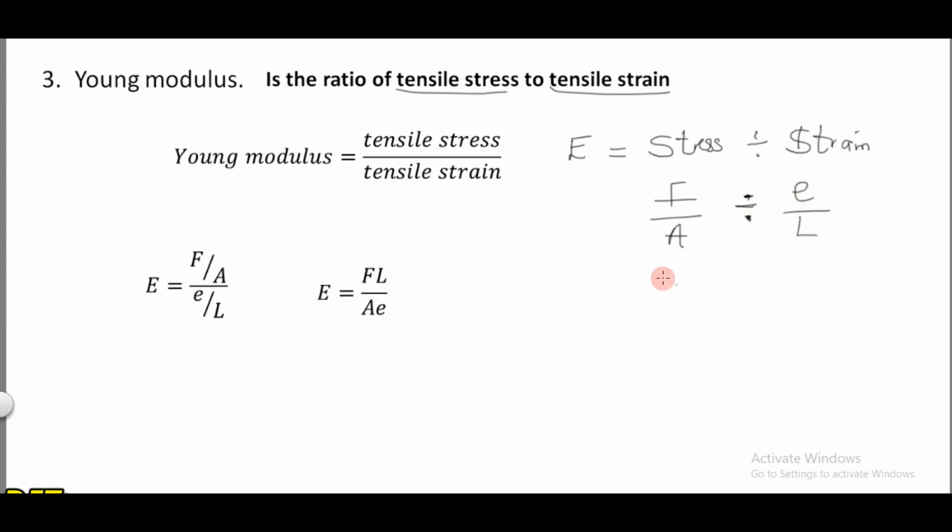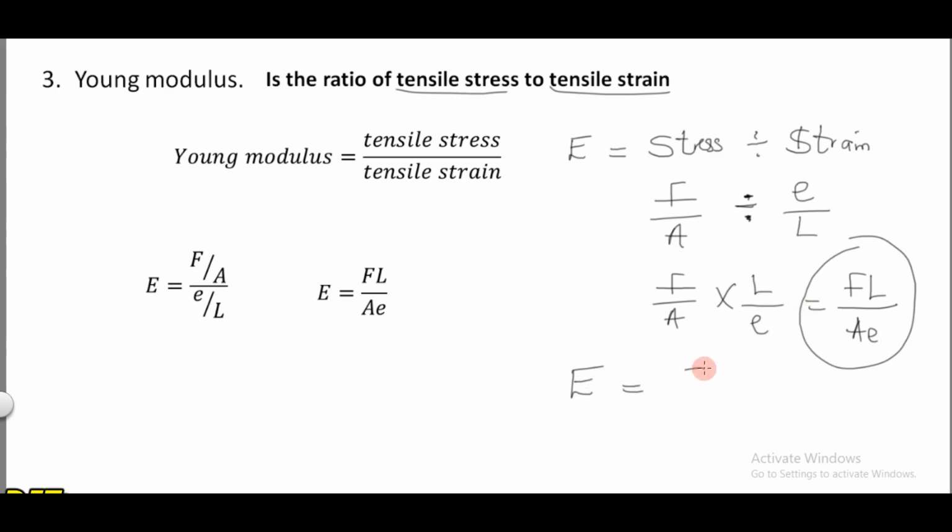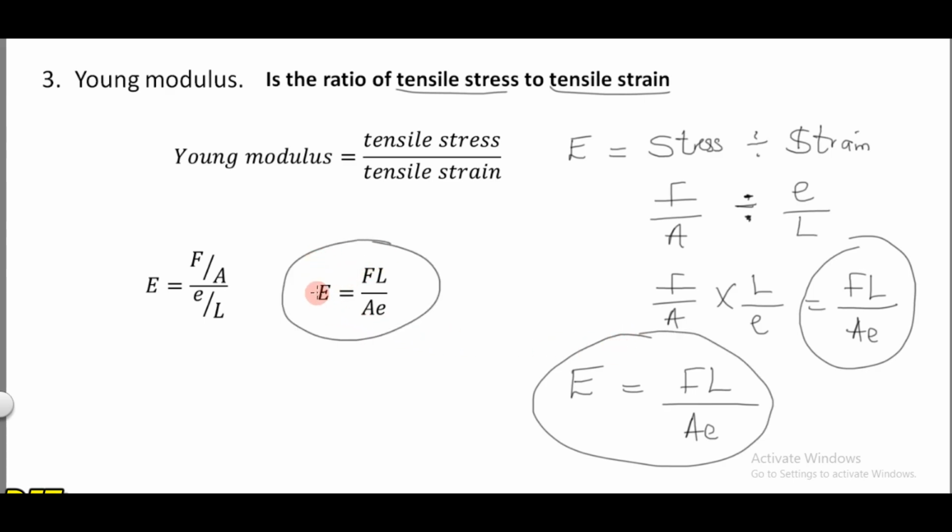So in mathematics, if I turn this division sign to multiplication, I will have to invert this fraction. So that will be F over area, times L over E. So F times L over A times E. This is my formula for Young modulus. So Young modulus is equal to force times length over area times extension. This formula is very important. So this is the formula for Young modulus.